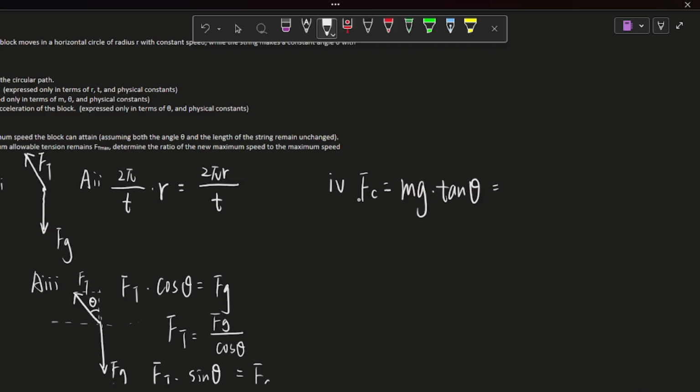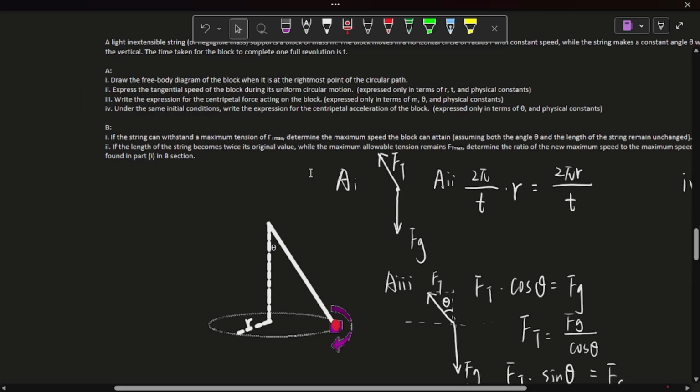No mass involved at all. Isn't that surprising? But let's still check it against the requirement of the question. Express only in terms of theta. Yeah, only theta and physical constant, only g and tangent. Alright, that's the right answer, 100%. Let's keep going to part B.